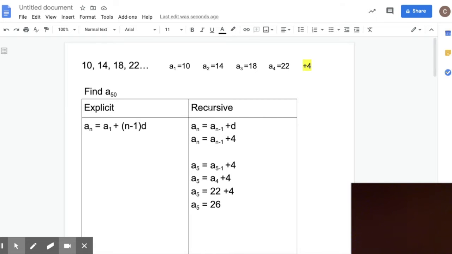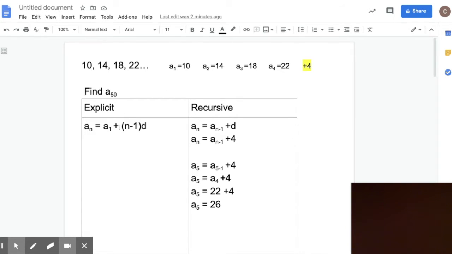Okay, guys, so we had a conversation about recursive. Let's now talk about explicit. We're now being asked to find the 50th term in the sequence. Using recursive will be not difficult, but time consuming because we would have to continue to add 4, add 4, add 4, add 4, add 4 until we get to the 50th term. It's a good idea to use explicit.